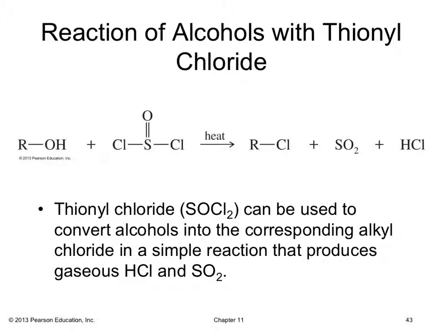Instead of using PCl3, SOCl2 or thionyl chloride is used. Alcohols in the presence of thionyl chloride and heat will substitute the hydroxide group with a chlorine, and then your byproducts are SO2 and HCl.